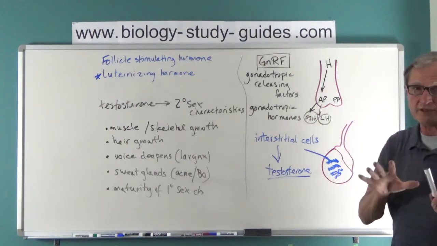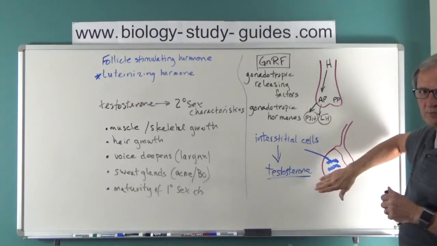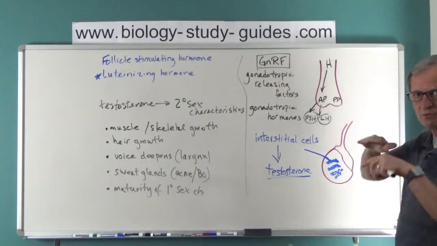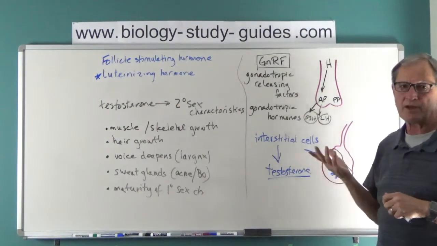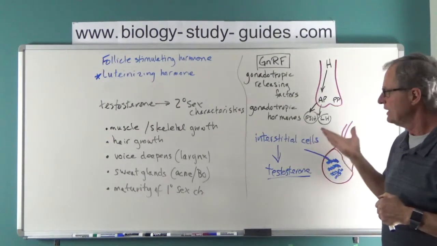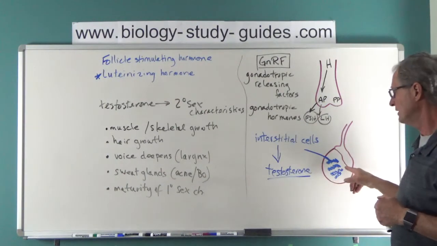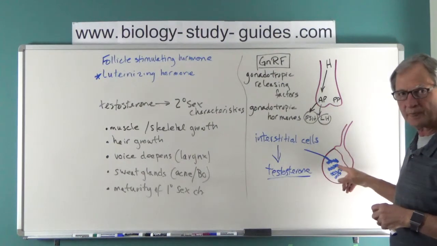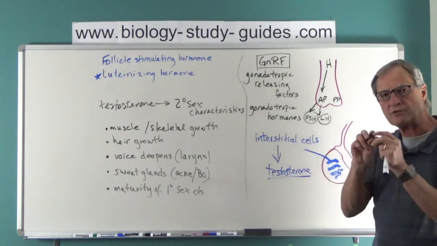That's called negative feedback, by the way, when there's a recognition and it diminishes if it has to, or it increases to maintain a particular level. One other thing we should mention about testosterone is that it's not only released from the interstitial cells in the testes. Testosterone is also released from the adrenal cortex.